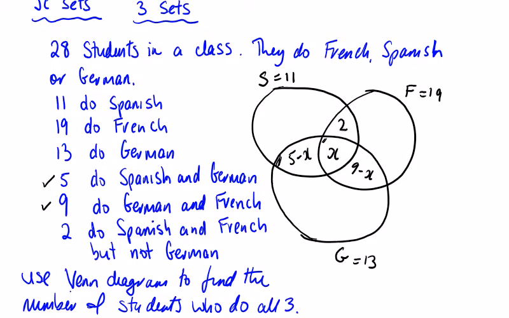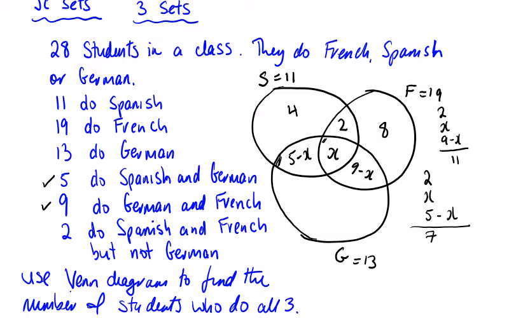So now we can get the rest of the information. If we look at the Spanish circle, we have a 2, we have an X, and we have a 5 minus X. If I add these together, I'm just going to get 7 because the X's cancel. So that means there's 4 left in here if the other 3 add up to 7. Similarly with French, if I add 2, X, and 9 minus X in the French circle, I'm going to get 11, and there's 19 in total, so that leaves me with 8.